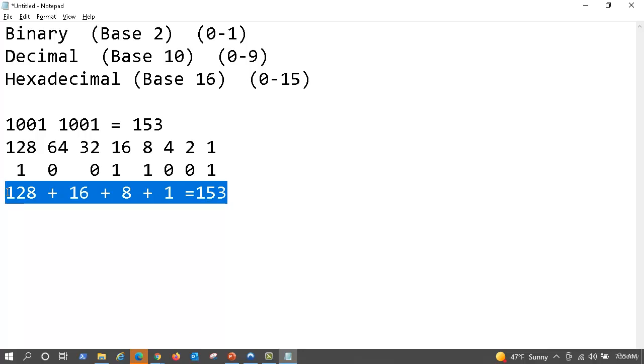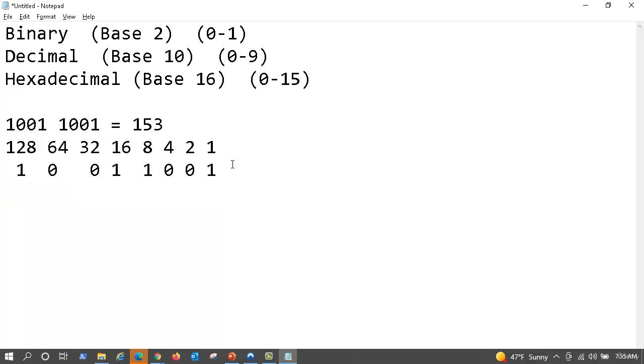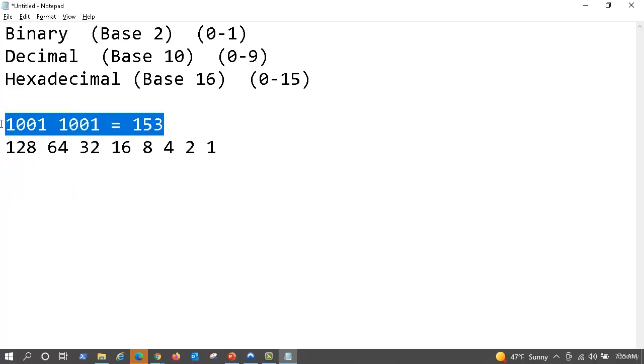A couple of key things here. Let's get rid of that number and switch the number to something else. Let's say you get presented with a number like 1101. Very, very important here: if the binary number is not a full 8 bits, you have to add preceding zeros.